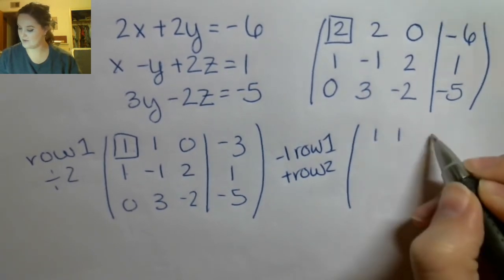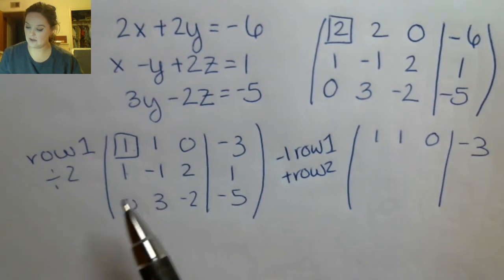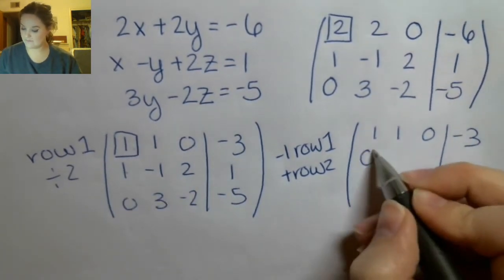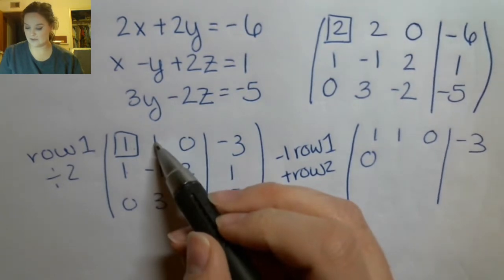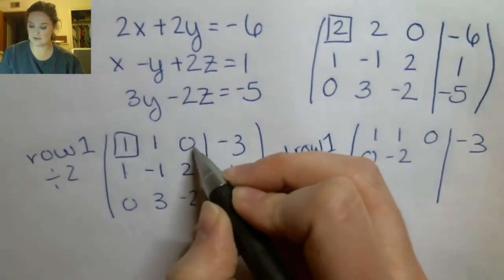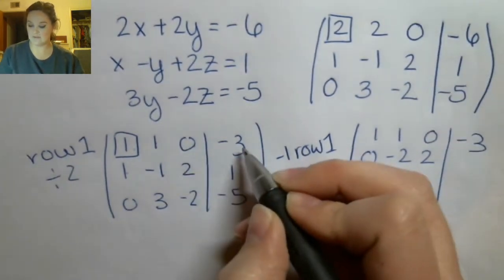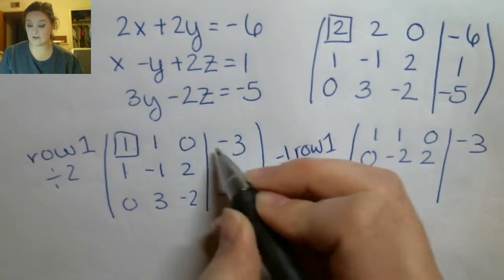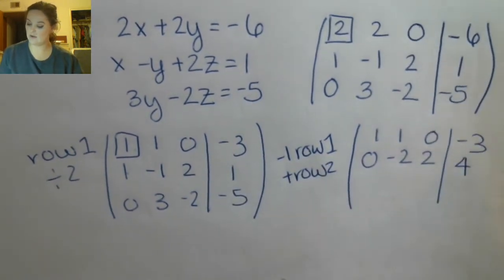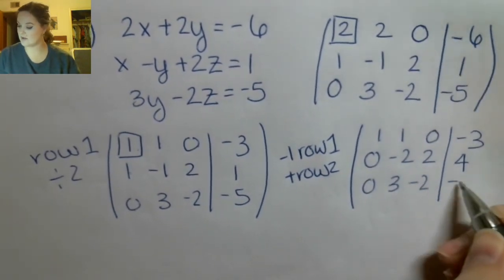So my first row stays the same. Okay, so -1 times 1 is -1, plus 1 is 0. -1 times 1 is -1, plus -1 is -2. 0 times -1 is 0, plus 2 is 2. -3 times -1 is 3, plus 1 is 4. Then I'm not going to change my last row, just copy it down.